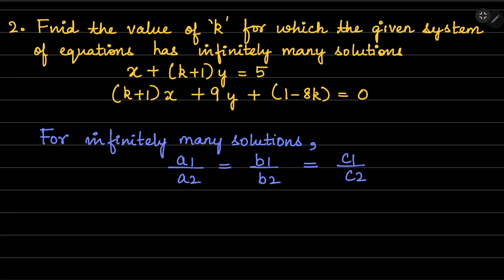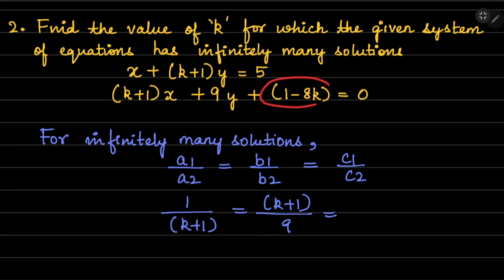Okay, now let's substitute all the three values. So what is A1? A1 is the coefficient of x in the first equation. It's 1 divided by k plus 1 is equal to B1, which is k plus 1, the coefficient of y, divided by 9, is equal to, look here, 5 is on the right side, isn't it? But here 1 minus 8k is on the left side. So let's bring this also to the left hand side. So it will become minus 5 divided by, so either both C1 and C2 should be on the right hand side, or both of them should be on the left hand side. Both the values of C1 and C2. Okay, so 1 minus 8k.